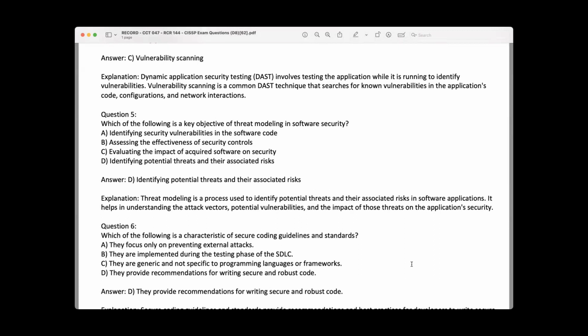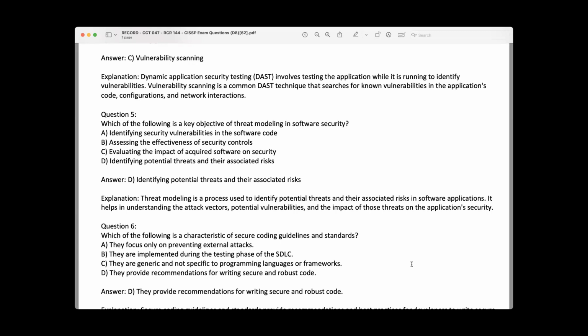Identify security vulnerabilities in software code, that's A. B, assess the effectiveness of security controls. C, evaluating the impact of the acquired software on security. And D, identifying potential threats and their associated risks. So which of the following is a key objective of threat modeling in software security?